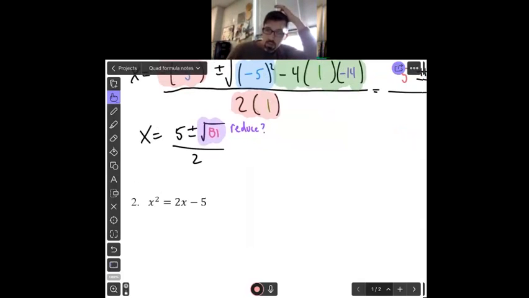Cam, what's the method we use to reduce radicals? Samantha, what's the method we use to reduce radicals? Jake, what's the method we use to reduce radicals?